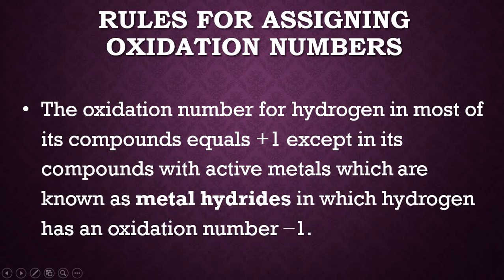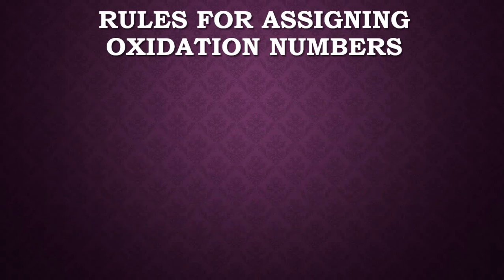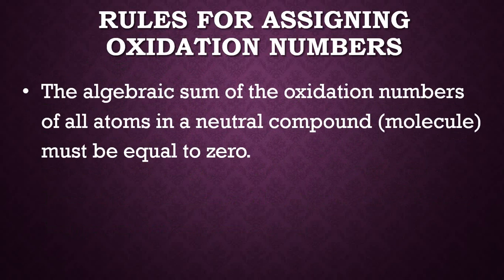The oxidation number for hydrogen in most of its compounds equals +1, except in some compounds where it reacts with active metals, and these compounds are known as metal hydrides, in which hydrogen has an oxidation number of -1 because it reacts with metals which have less electronegativity, or lower electronegativity, than hydrogen. That's why hydrogen acquired a negative charge.